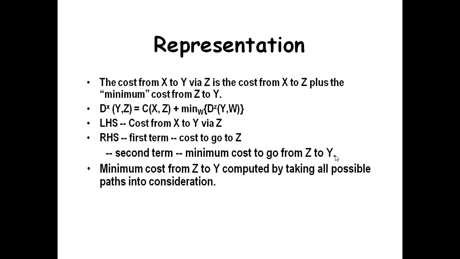Suppose that there is a path from x to y via z. The cost of x to z plus the minimum cost from z to y is considered. We can get this from the formula. The LHS is the cost from x to y via z, and the RHS is the first cost to go to z plus the minimum cost to go from z to y, to get the link with the shortest cost, the minimum cost.